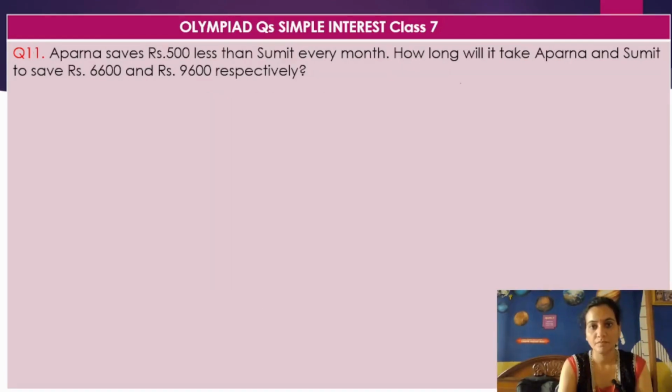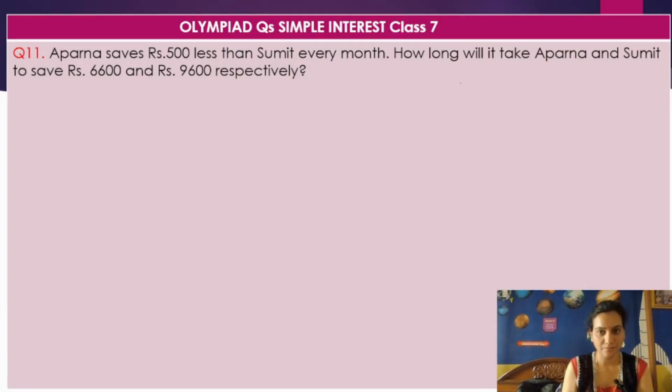Alright. The question here says, Aparna saves rupees 500 less than Sumit every month. How long will it take Aparna and Sumit to save rupees 6,600 and rupees 9,600 respectively? This question is actually not from simple interest, but since it's dealing with money, it's about saving, so I thought I'll include this question here. Otherwise, I might have missed it because it doesn't belong to any particular chapter.